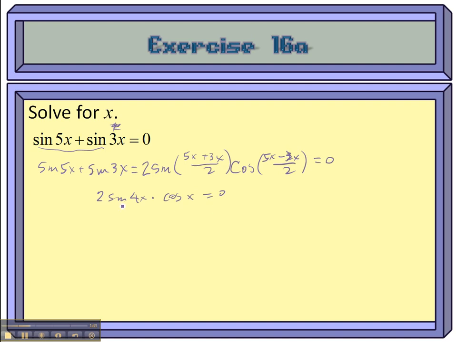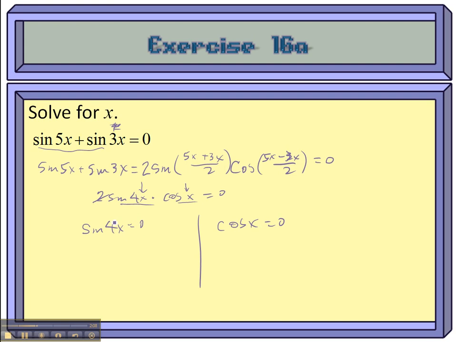Now I have a product of two things equal to 0. And it doesn't even matter that these are different angle measurements. Oh yeah, I have to deal with this 2 that's out here. How about I just divide both sides by 2 and get rid of it? So we have the sine of 4x equals 0 and the cosine of x equals 0.